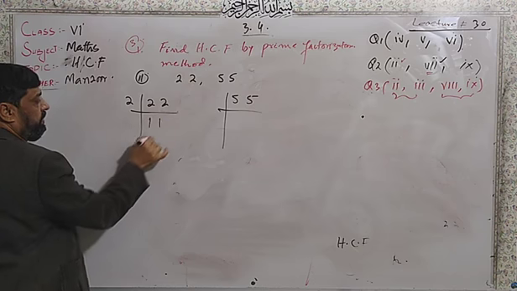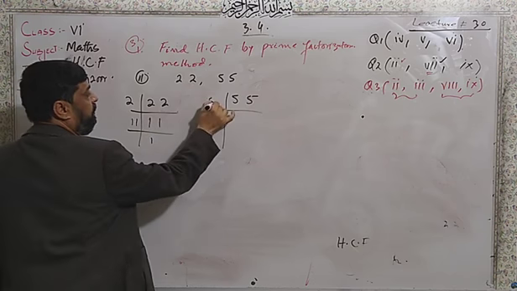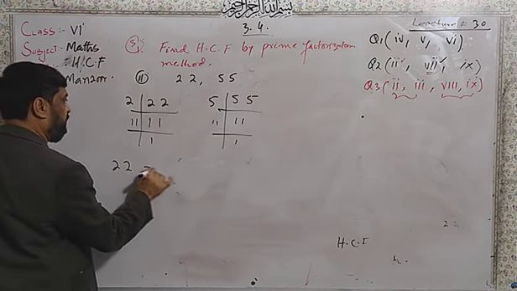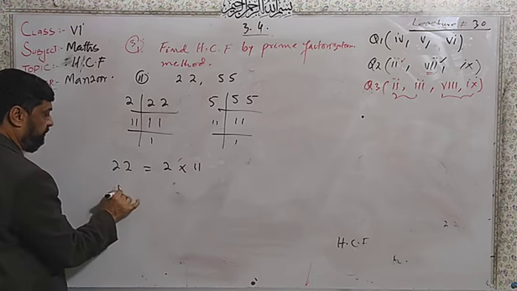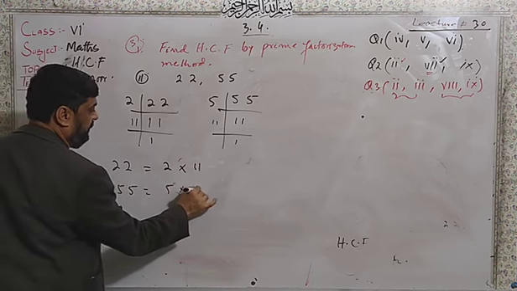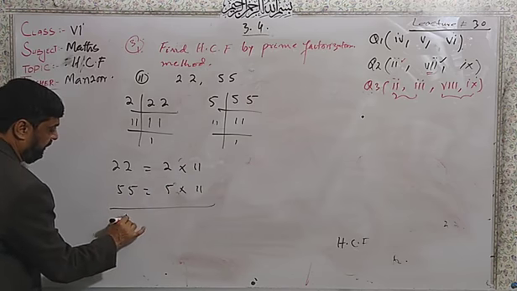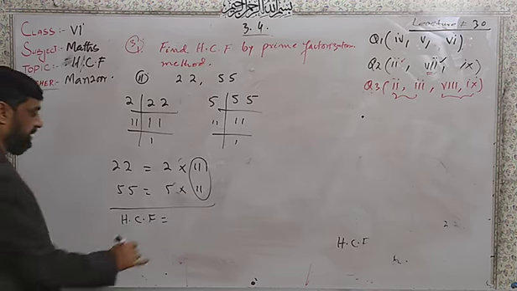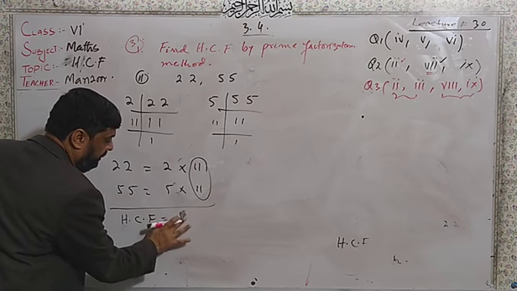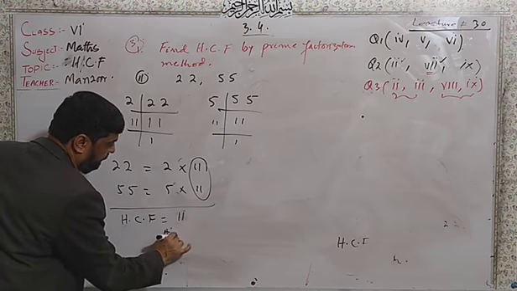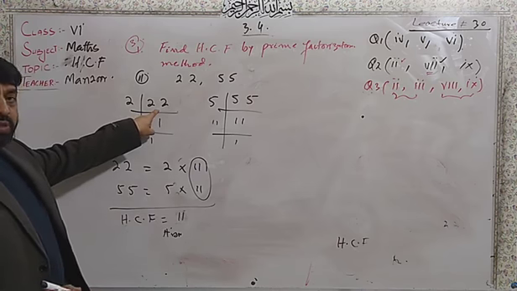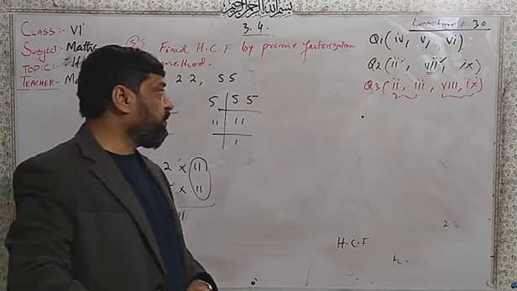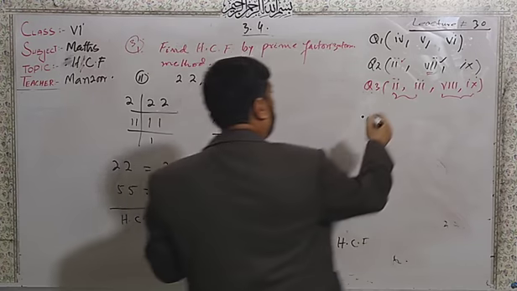Now table of 2, 1 time, 11 1 time, 5 1 time, 11 1 time. Now here 22 and its factors 2 multiply 11, 55 its factors 5 multiply 11. Now highest common factor is equal to, I will circle the same value in both, that is 11, and this is the answer, 11. Now 11 can divide 22 2 times and 55 5 times. Dear students, this is question number 2 that I did here.